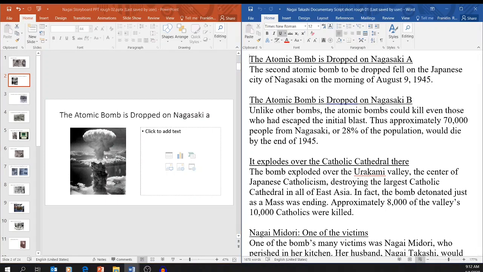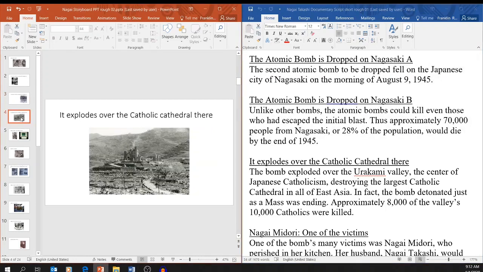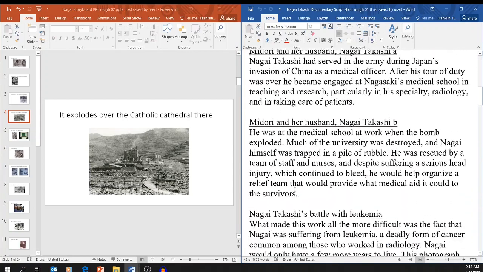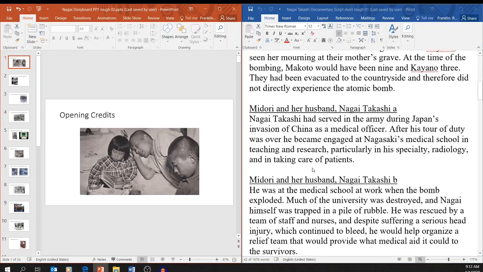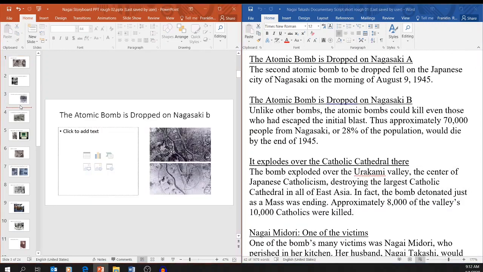So the idea is, when this image shows in the documentary, I'm going to be reading this. You see how that works. So you have this tied, and it makes things very easy. One image, one thing to read, one sound file. It makes things line up very nicely.